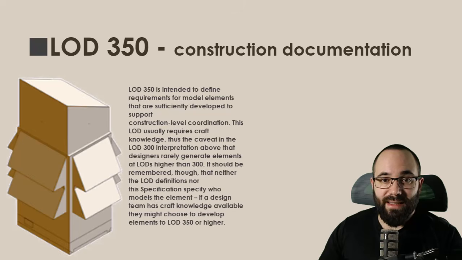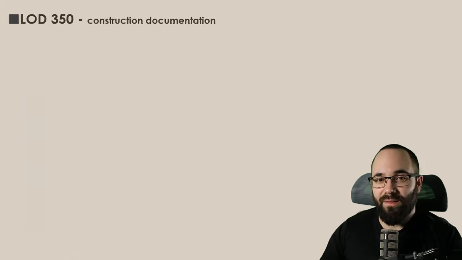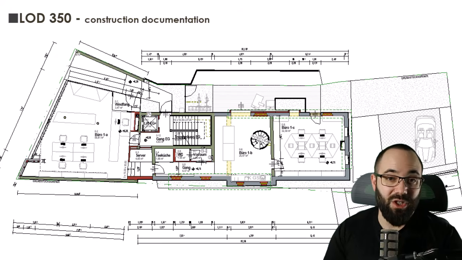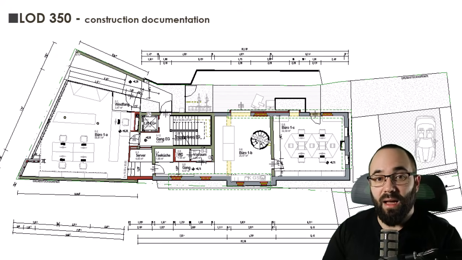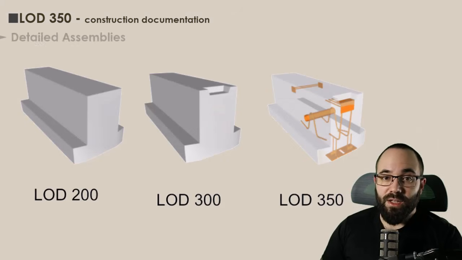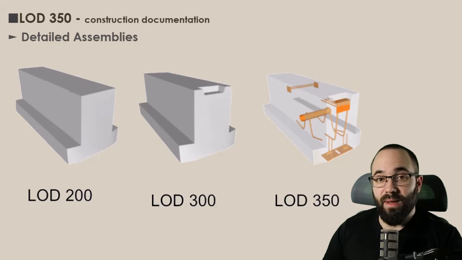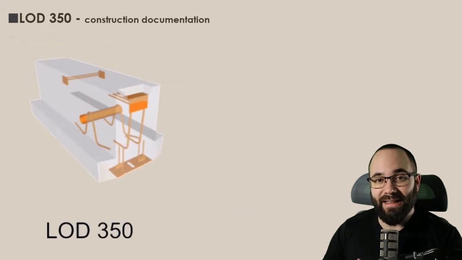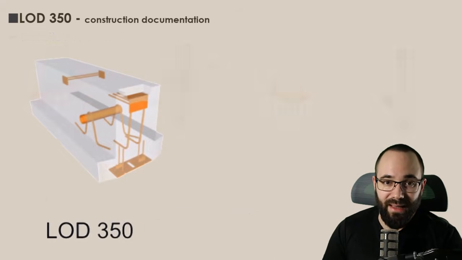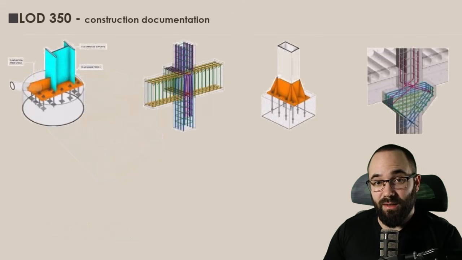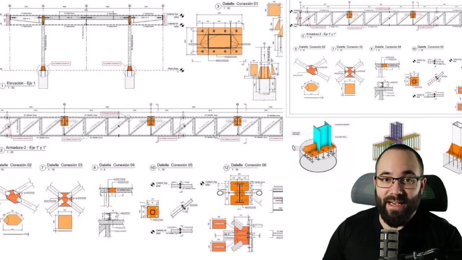So here is a concise exploration of LOD 350, or construction documentation, in the context of building information modeling, or BIM. So first we have detailed assemblies. At LOD 350, the BIM model provides highly detailed information on how different building elements and components fit together. This includes precise assembly details, connections, and joint configurations.